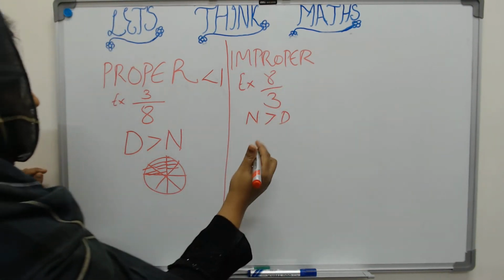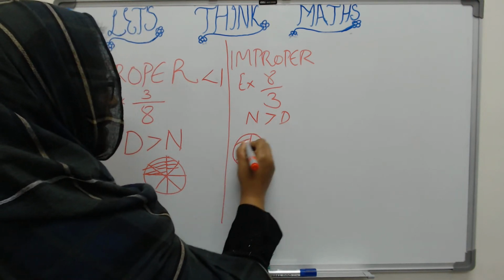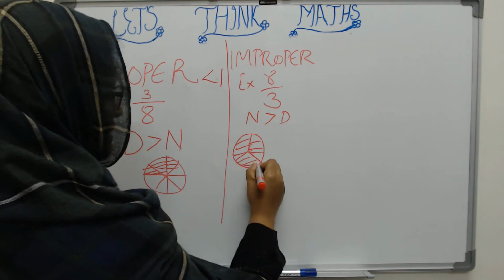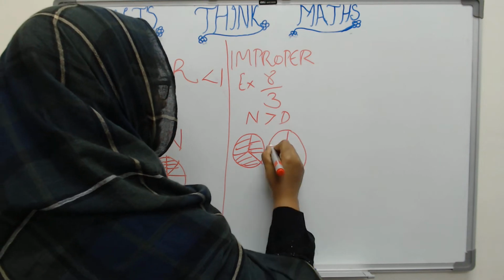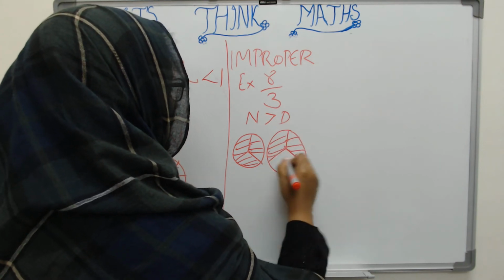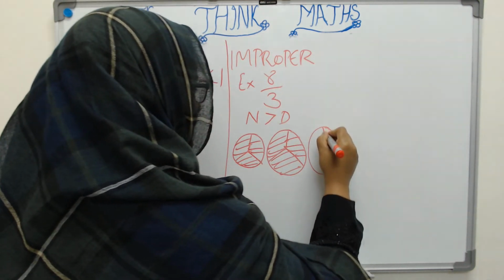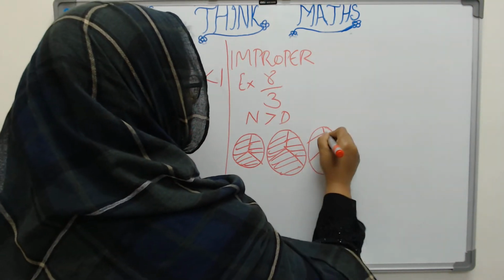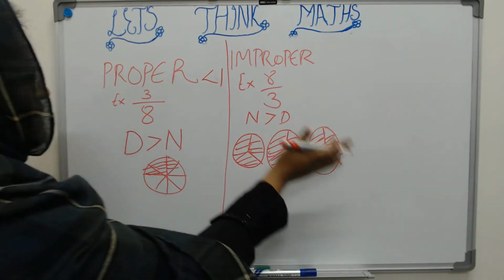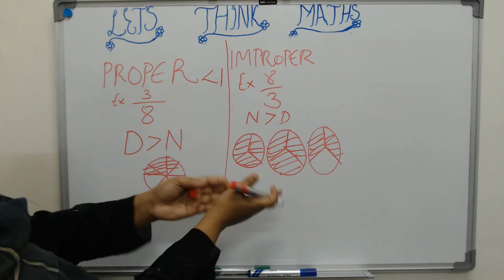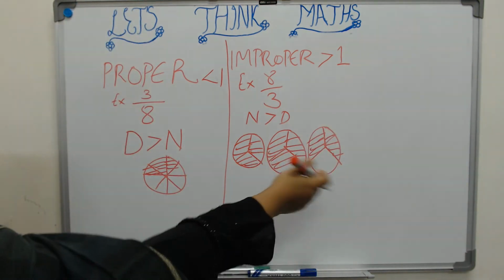So how will its pictorial depiction look like? We take one cake, make 3 parts, 1 by 3, 2 by 3, 3 by 3, but we need 8, right? So take one more, 4 by 3, 5 by 3, 6 by 3, but then again we need 2 more. Take a third cake, 7 by 3, 8 by 3. Now this is the pictorial depiction of 8 by 3. So just by looking at it, you can see that this is greater than 1. Why is it? We have actually 3 cakes.